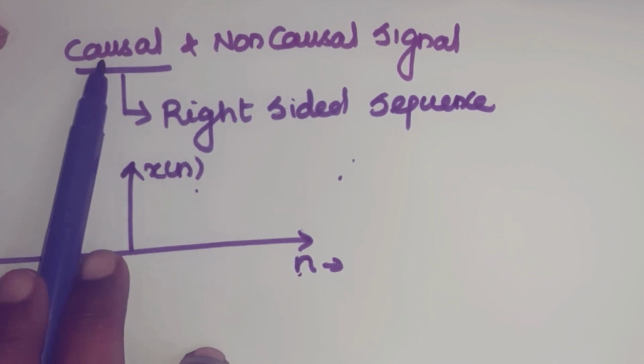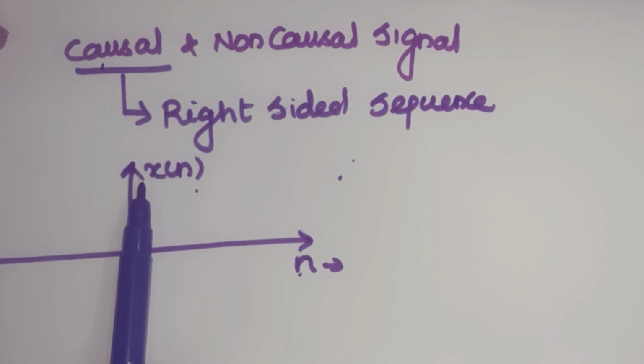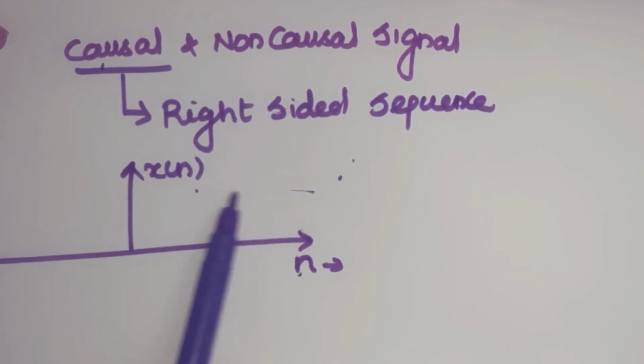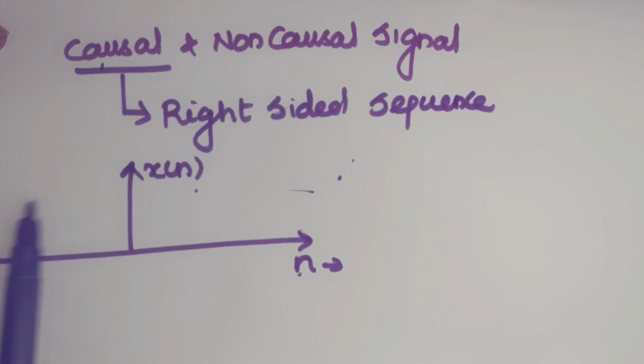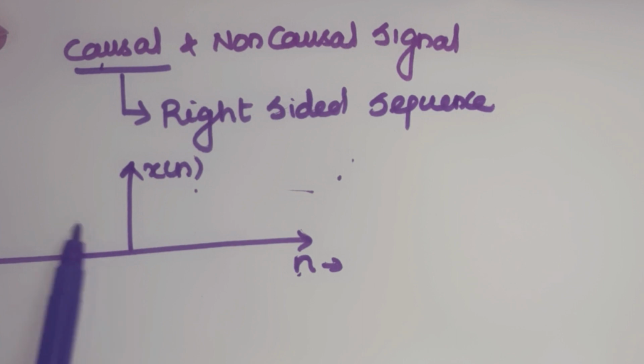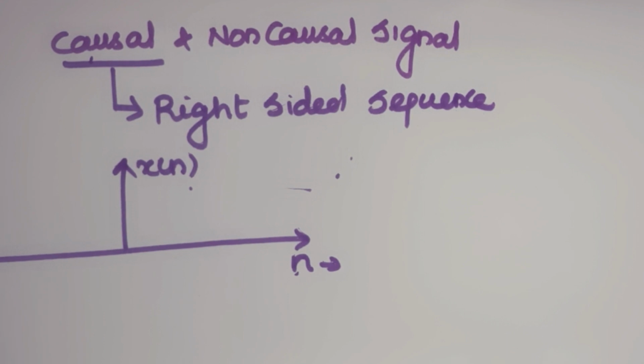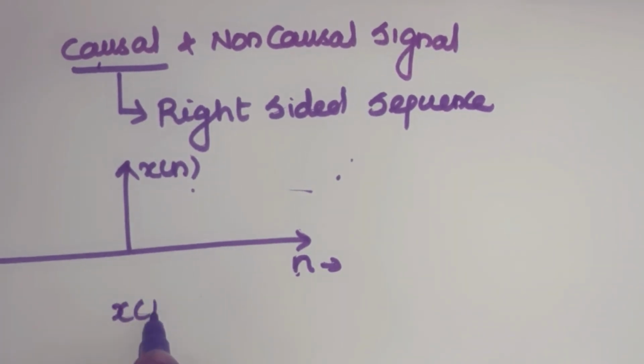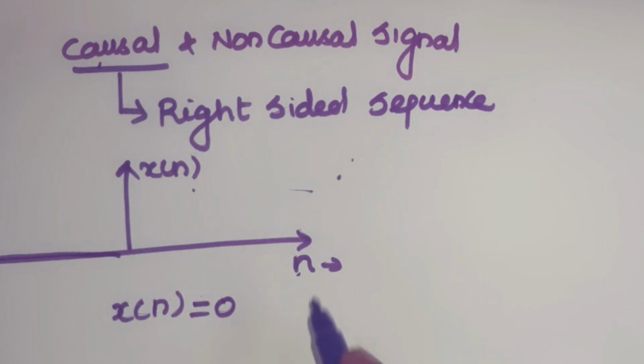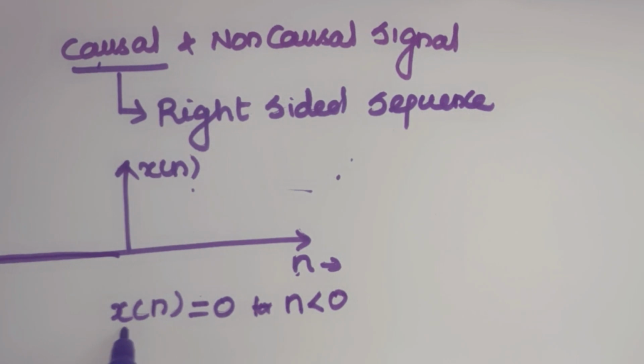That type of signal is called causal. You get value only in this direction, in this portion only. And what about this side? Here you get 0. The value of the signal is 0 in this axis, which means the signal is causal. So you can write the condition for a causal signal: x of n is equal to 0 for n less than 0.